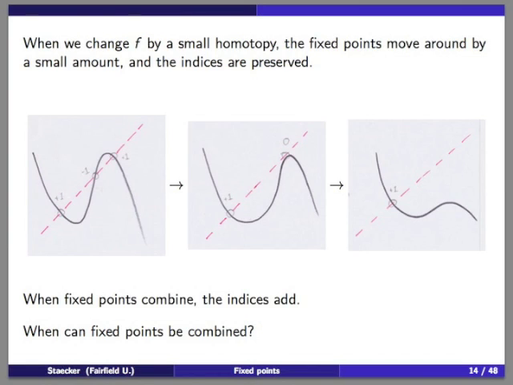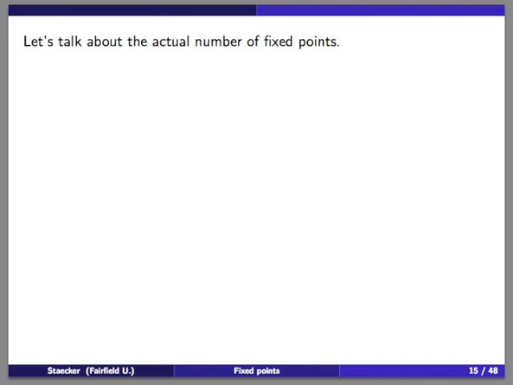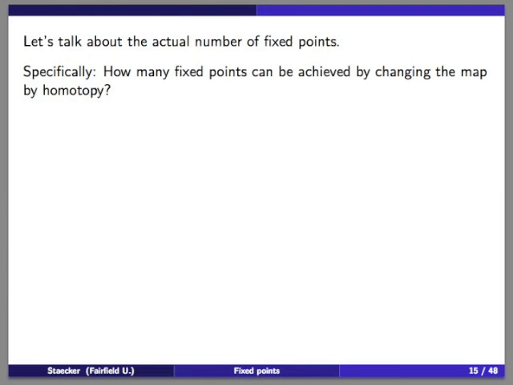Actually, this is a big question and is kind of the big question for Nielsen theory. So this is what we're going to talk a lot more about. It's related to the actual number of fixed points, not the Lefschetz number, which, like I said, is an oriented count of the fixed points. Let's talk about the actual number, specifically how many fixed points can be achieved by changing the map by homotopy. Can you change it to increase the number of fixed points? Can you change it to decrease the number of fixed points?